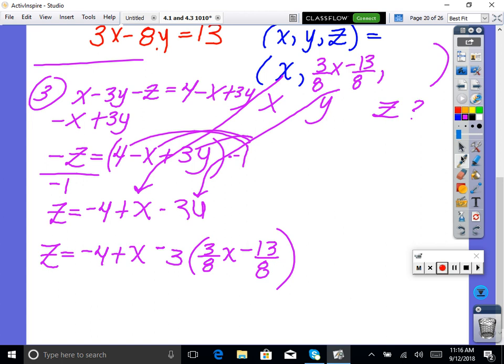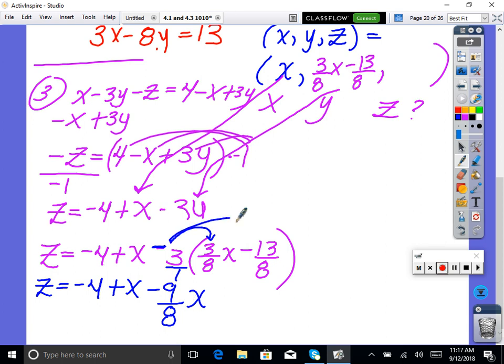Okay, we gotta combine like terms and simplify this down here. So we need to distribute this negative 3 through. Now remember, how do we multiply fractions? Straight across. So we still have z is equal to negative 4 plus x. We're distributing negative 3 over 1 times that. So negative 3 times positive 3 is negative 9, correct? 1 times 8 is 8, so negative 9/8 x. Negative 3 times negative 13 is positive 39. 1 times 8 is 8.